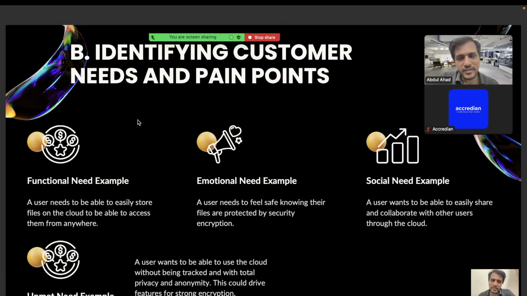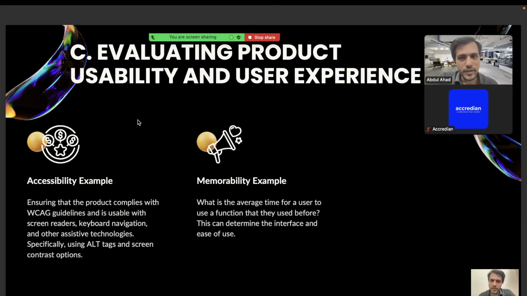Second, identify customer needs and the pain points. We want to learn them as soon as possible. Third, evaluating the product usability and the user experience. We like to understand, let's say, are users spending too much time going through our product? Are they taking less time?